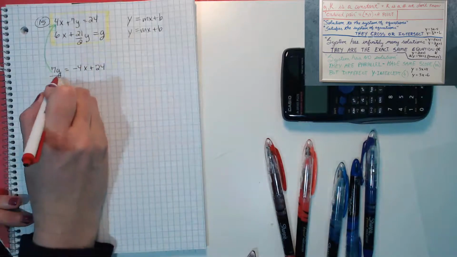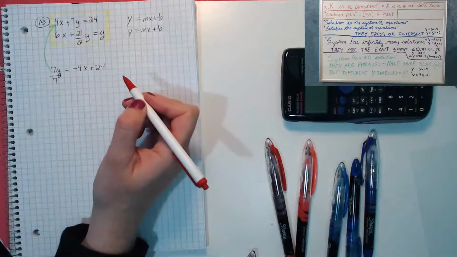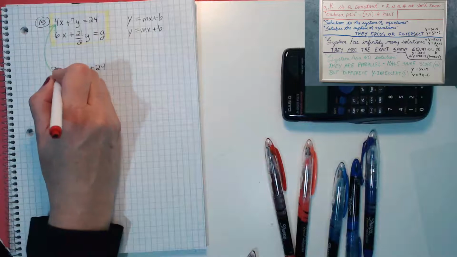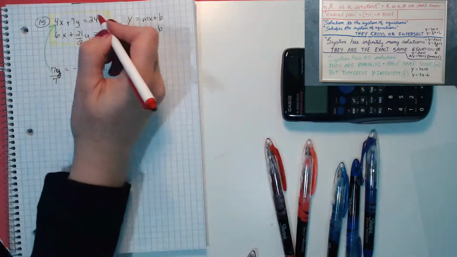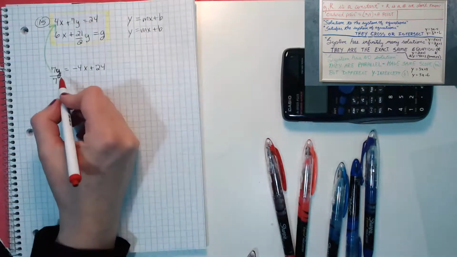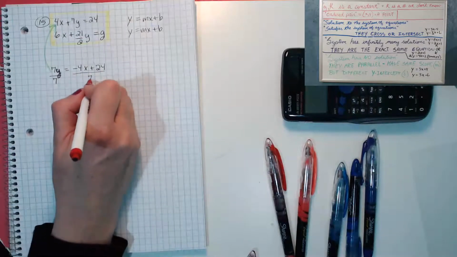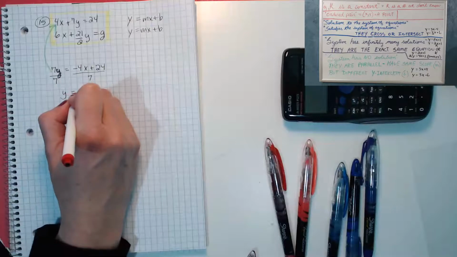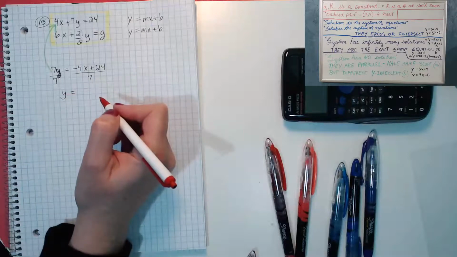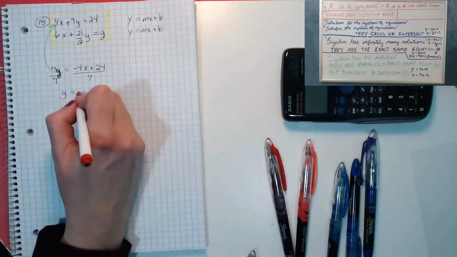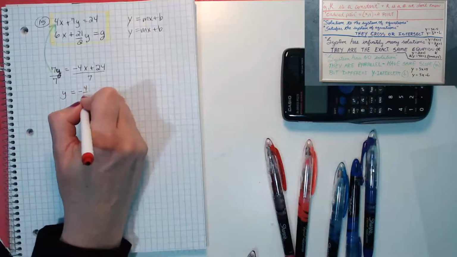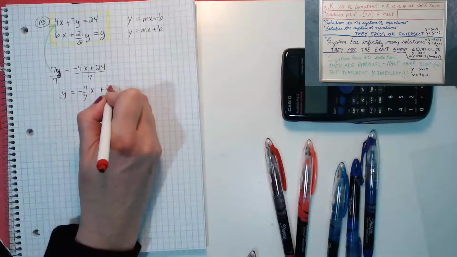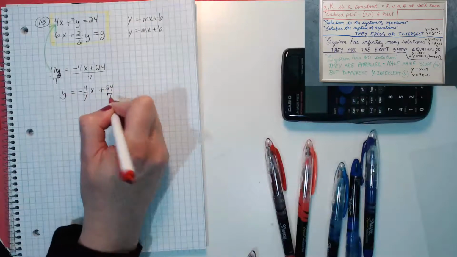Now we divide both sides by 7. Sorry, this is a y. My handwriting is a little bit sloppy there. That's a y. Okay, 7y divided by 7. So I have y equals negative 4 over 7x plus 24 over 7.